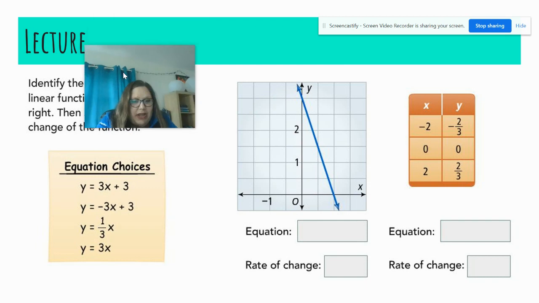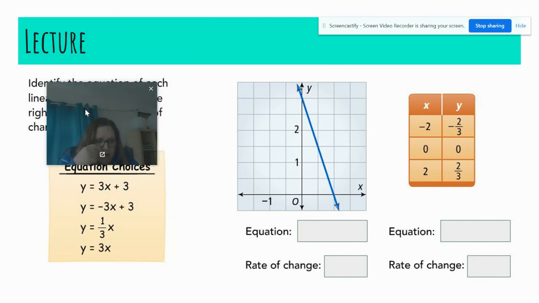Identify the equation of each linear function. So we have here a line that starts at 3, because every other line is, yep. So we know that our equation, it's going to have a plus 3. And our next perfect point is here. We are going down 1.5.